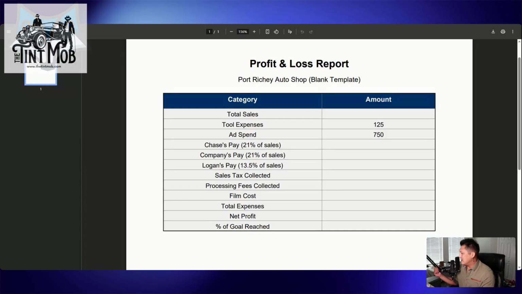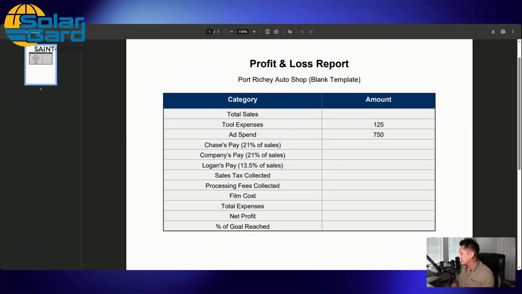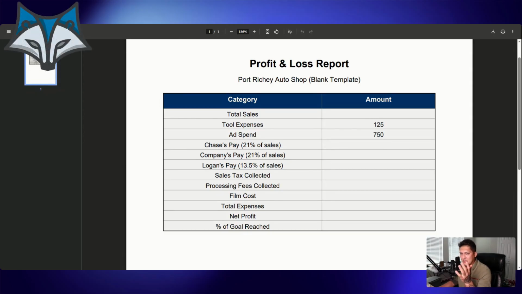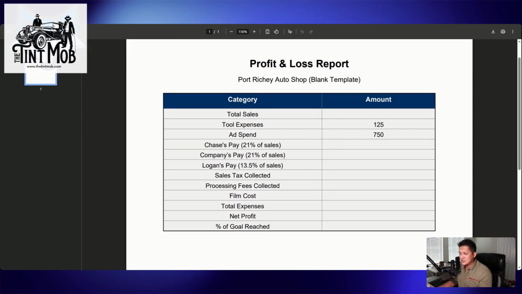It's really pretty simple. I did generate this through ChatGPT. This is something that anyone can do. Just put in the parameters and it'll pop it up for you. For those of you who don't know what a P&L report is, it gives you a snapshot of the business. It's basically your revenue minus your expenses, which equals your net profit.